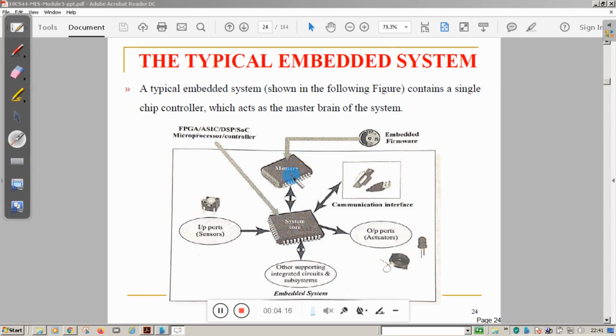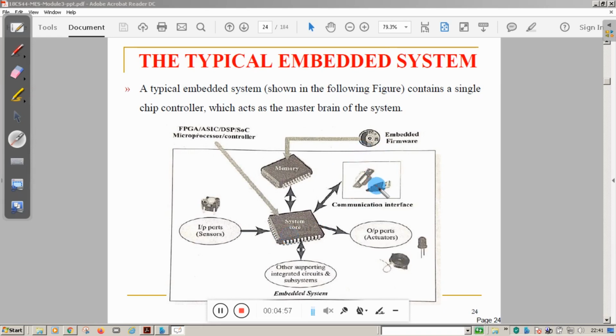So what does this memory actually contain? This memory contains the embedded firmware. I told you in the previous video the difference between firmware and software. Firmware is software permanently stored; it cannot be reprogrammed. Other than that, you need to connect this embedded system to the external world by means of a communication interface.